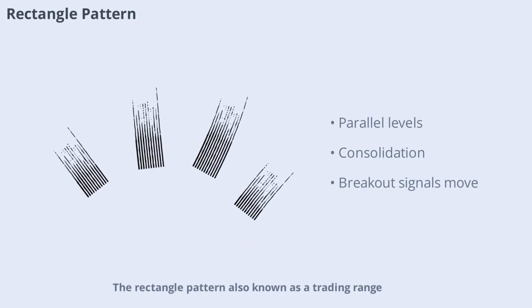Rectangle pattern, also known as a trading range, forms when the price moves sideways between parallel support and resistance levels. This pattern reflects a period of consolidation with buyers and sellers in balance. A breakout above resistance or below support signals the next move. Rectangles can act as either continuation or reversal patterns depending on the breakout direction.